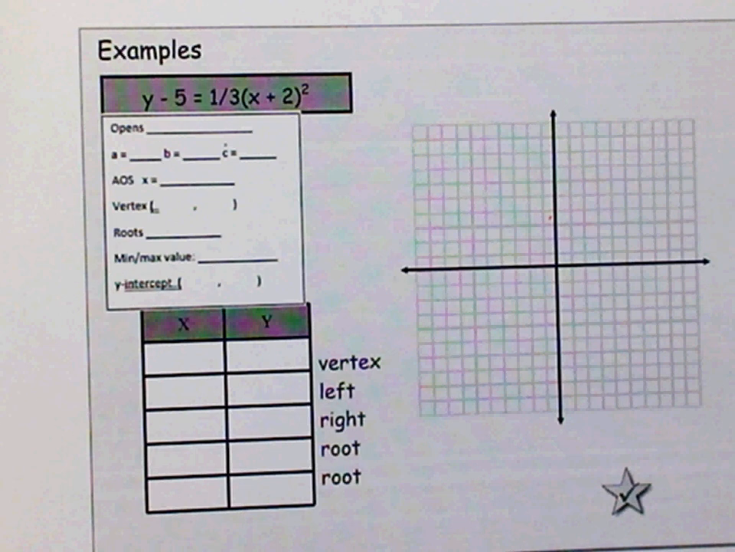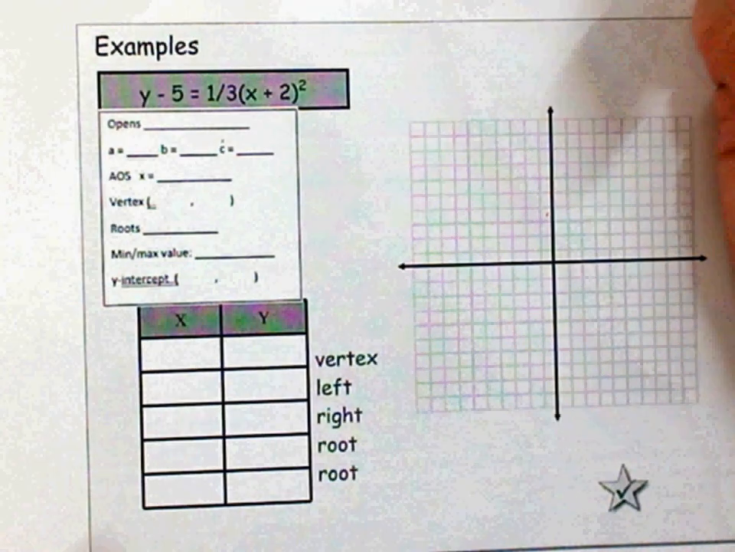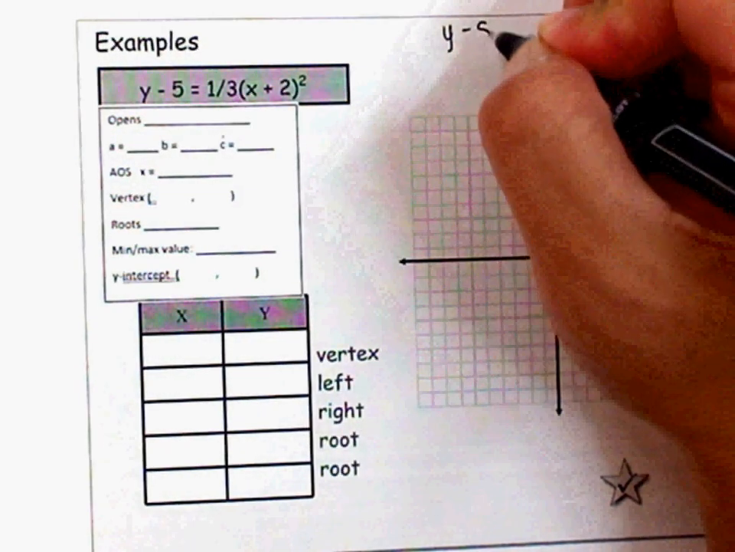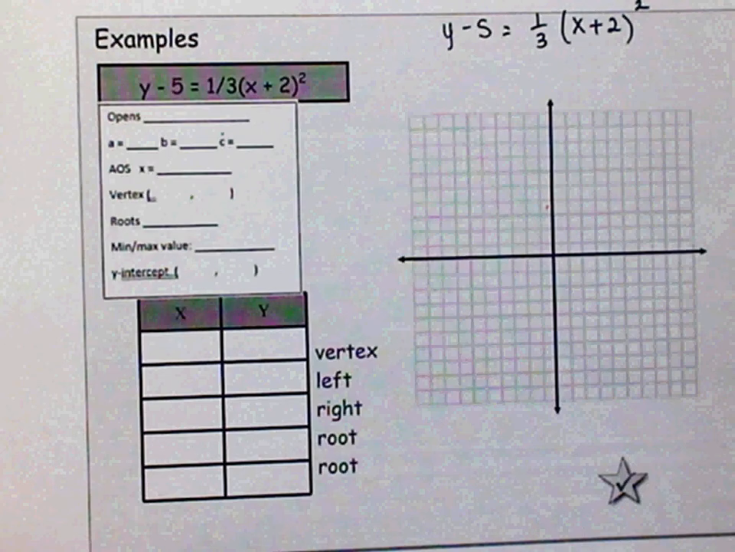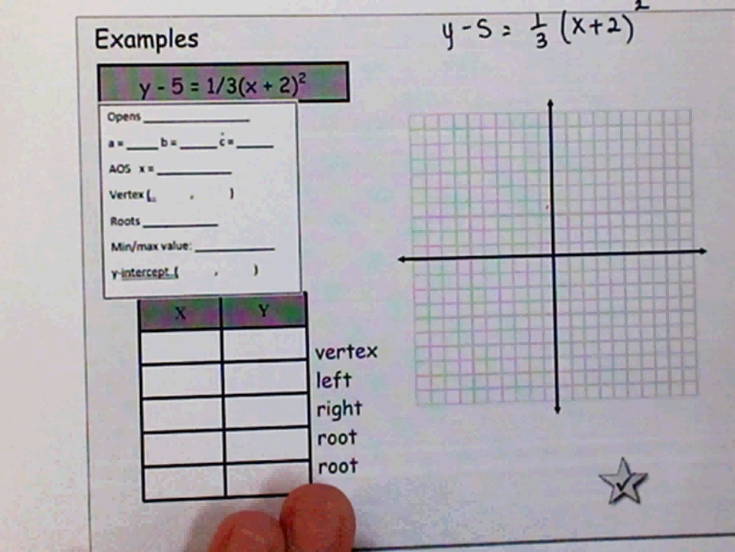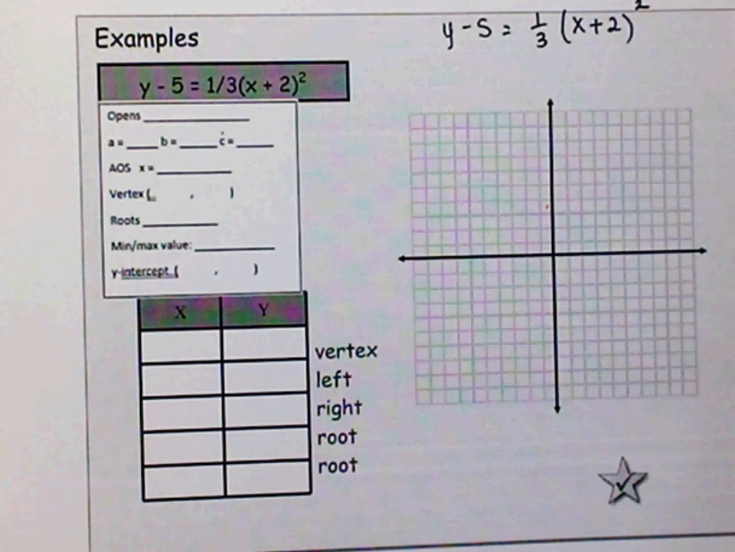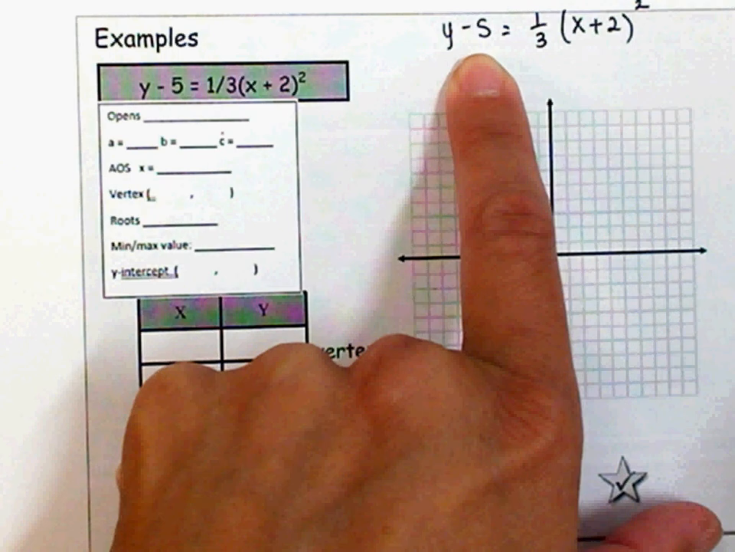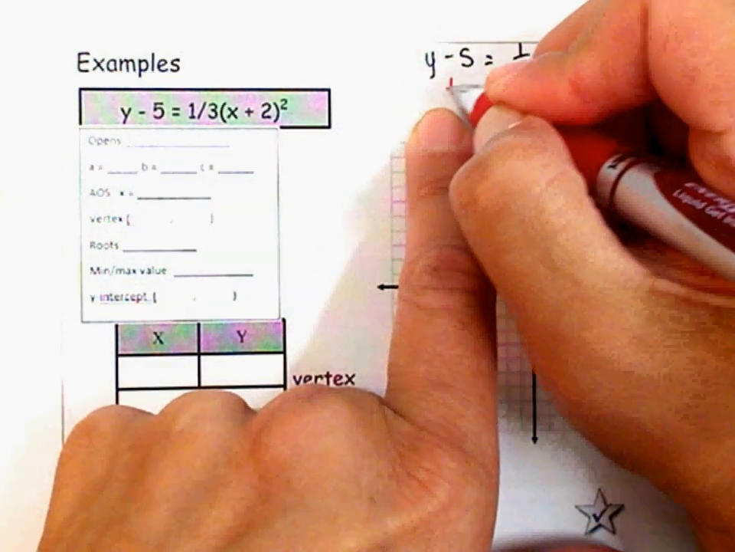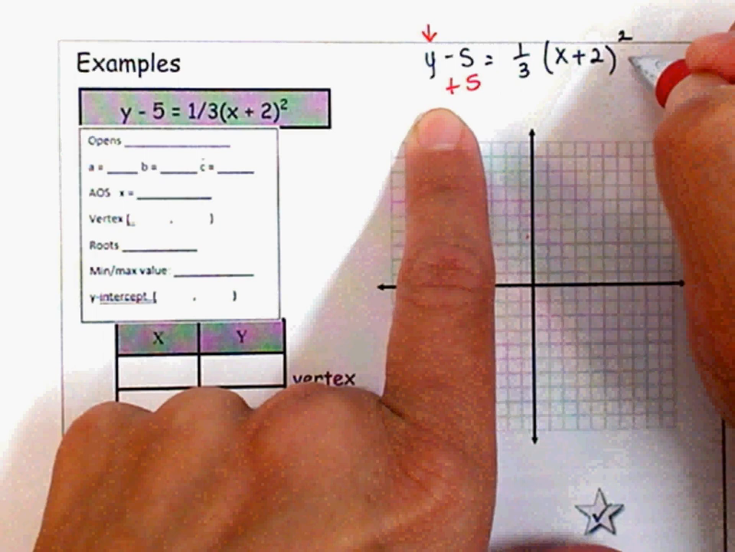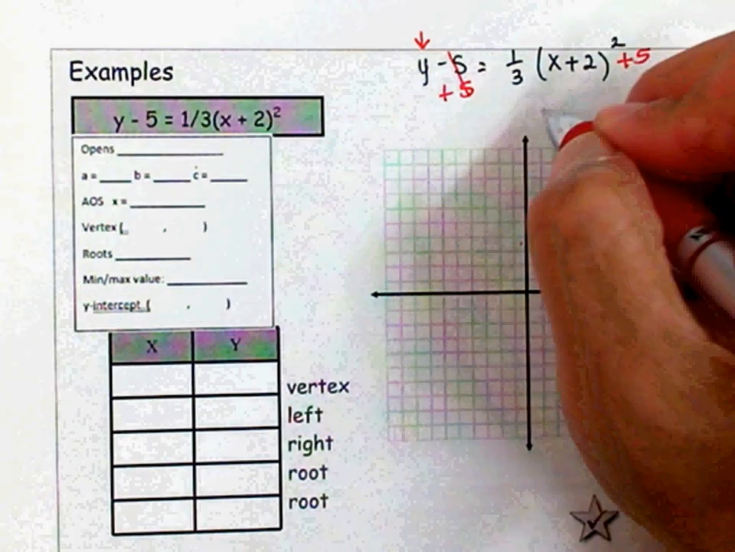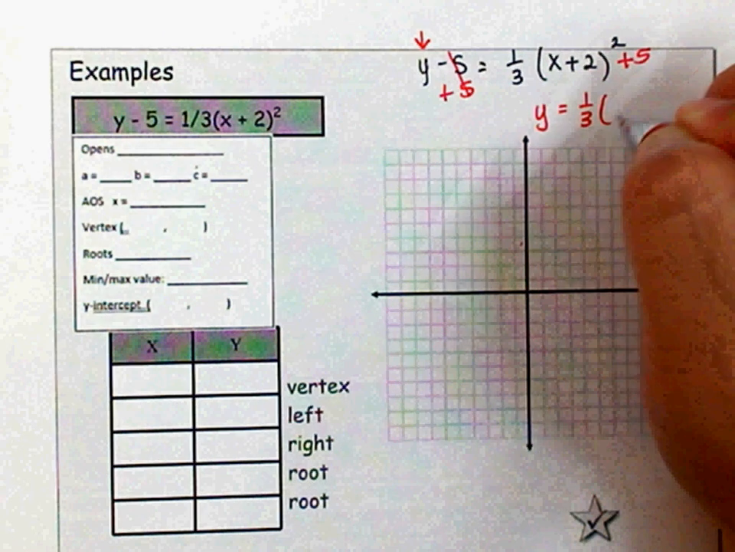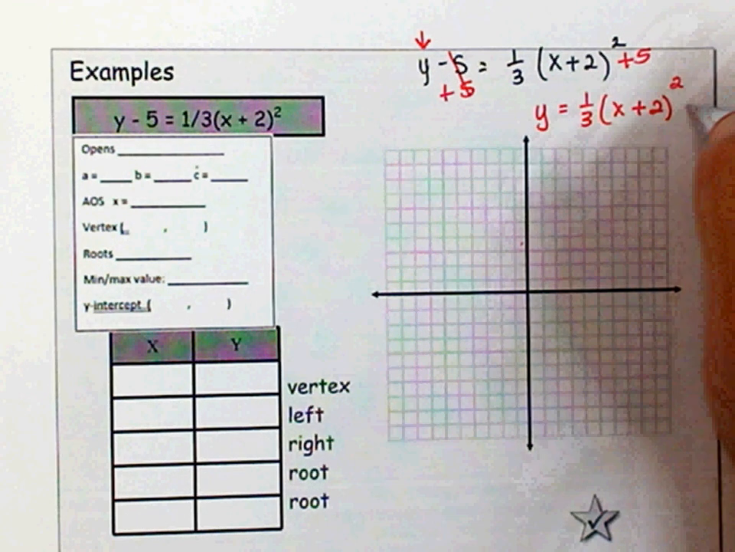So let's look at these right here. Now, this one you have y minus 5 equals 1/3 (x plus 2) squared. Now, this one's a little different because it's not ax squared plus bx plus c. You see how there's a 5 right here? Since there's a 5, you need to isolate y, so we're going to move the 5 over. What you do to one side, you do to the other. So now you have y equals 1/3 (x plus 2) squared plus 5.